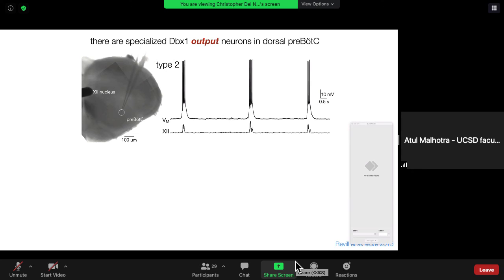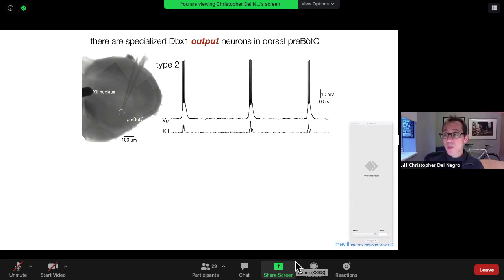Is it cholinergic? These are DBX1-derived neurons, so they're glutamatergic, they're not cholinergic. That we did verify with in situ hybridization. So we are not talking about cholinergic, GABAergic, or glycinergic neurons. All of these recordings are from DBX1-derived cells. We know they're DBX1-derived because we always use reporter mice with a DBX1 Cre animal being crossed with a tdTomato fluorescent reporter, so they're for sure glutamatergic cells.